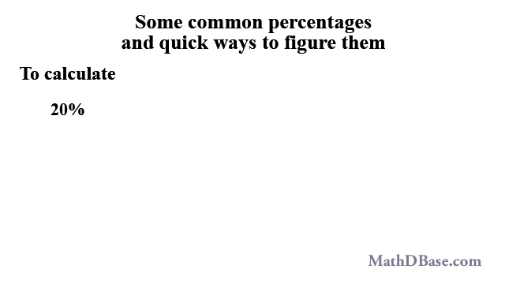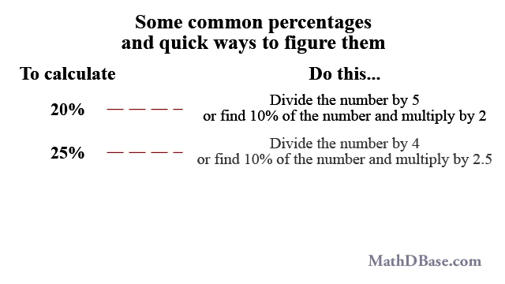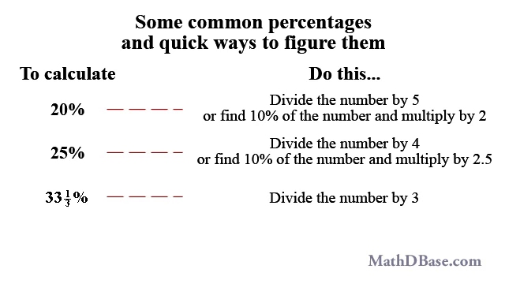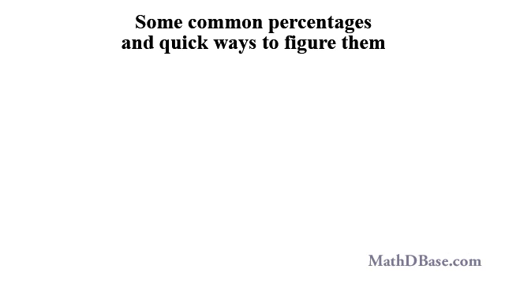To find 20% of a number, divide the number by 5, or find 10% of the number, then multiply by 2. To find 25% of a number, divide the number by 4, or find 10% of the number, then multiply by 2.5. To find 33 1/3% of a number, divide the number by 3. To find 50% of a number, divide the number by 2, or find 10% of the number, then multiply by 5. Every percentage has a simple fraction equivalent.